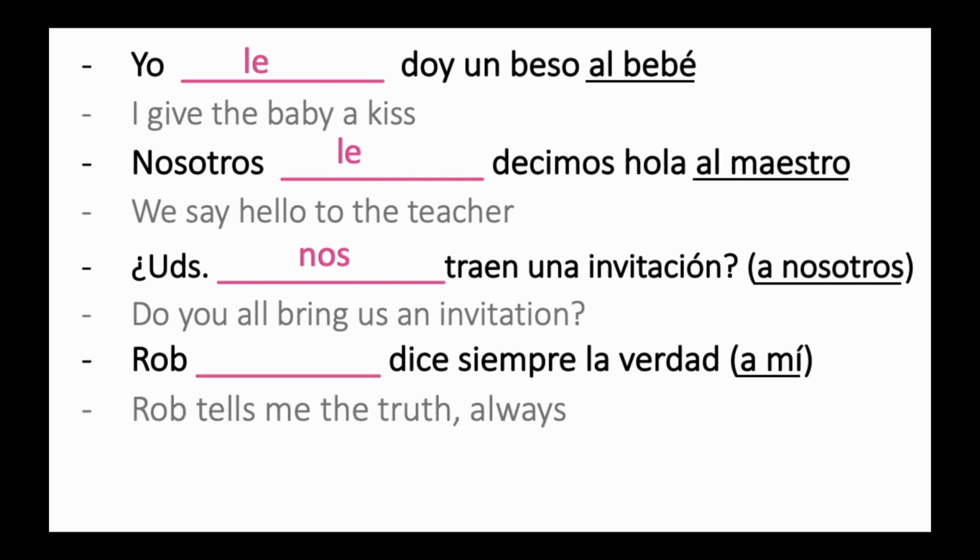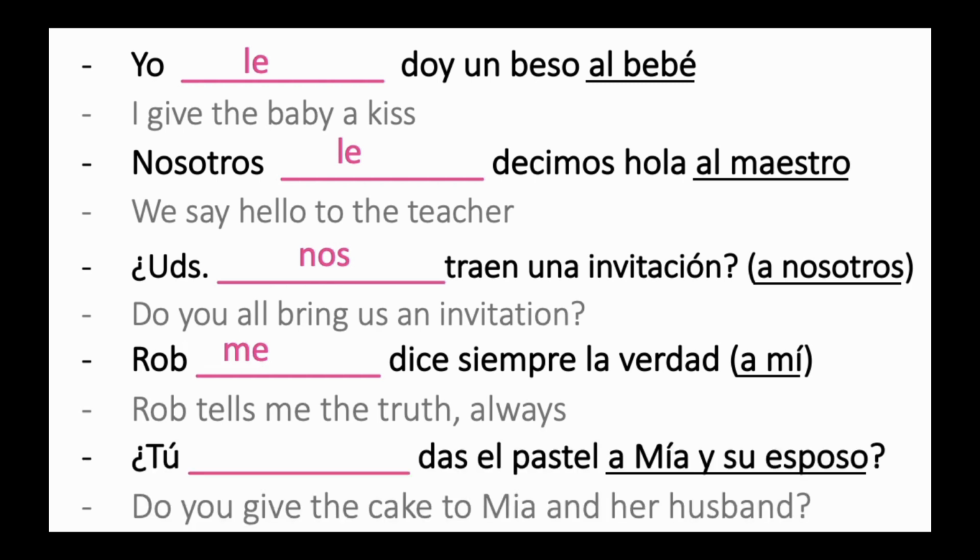Rob dice siempre la verdad. A mí. Rob me dice siempre la verdad. ¿Tú das el pastel a Mia y su esposo? ¿Tú les das el pastel a Mia y a su esposo? Again, notice that all the blanks were before the conjugated verb. Doy, decimos, traen, dice, das. All of them were before the conjugated verb.